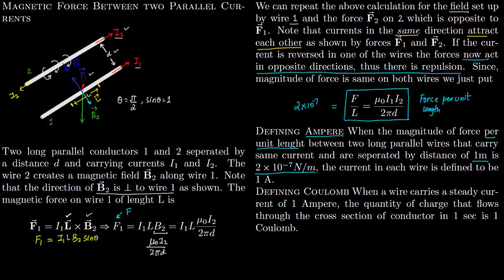Now we want to define Coulomb. When a wire carries a steady current of 1 ampere, the quantity of charge that flows through the cross section of the conductor, so suppose you have this long wire and it is carrying a current of 1 ampere, the amount of charge that flows through the cross section of the wire in 1 second is defined as 1 Coulomb.